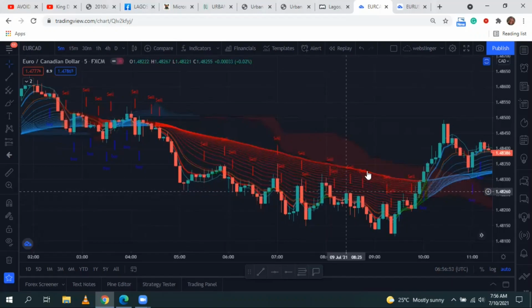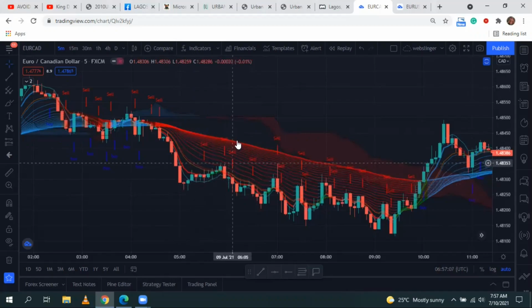After the red cloud is formed and all your webs are red, each time you see the market retrace back into the web, you are waiting for your sell arrow to take your trade. That's how the Webslinger strategy is.